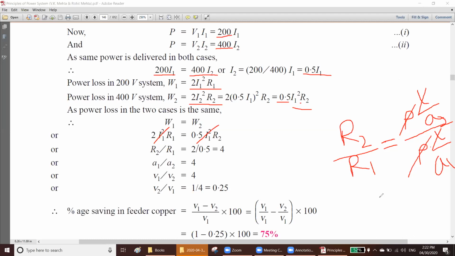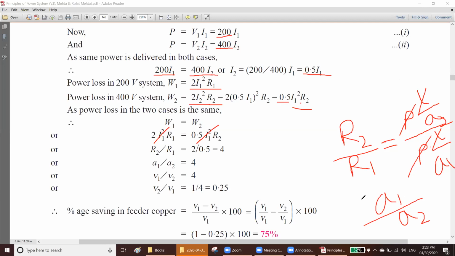So finally you will have A1 divided by A2, right? So R2 divided by R1 is equal to A1 divided by A2. That is your final thing. So A1 divided by A2 is equal to 4, right? So this is how you got this.